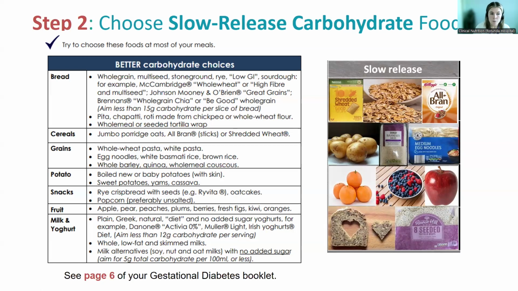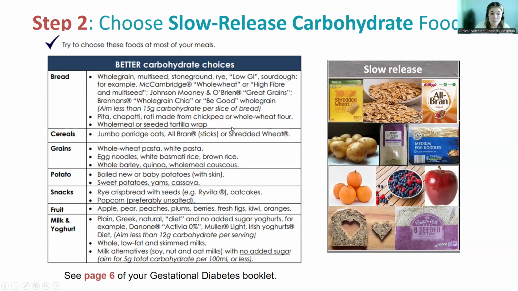So whenever we think of bread, I want to let you know that bread is a carbohydrate food. It will affect the blood glucose levels. But when you're choosing bread, we're going to encourage you to try and choose the better type. So if you're in the shop wondering what type of bread should I go for, then we would be encouraging you to go for whole grain bread or multi-seed bread or stone ground bread, rye, low GI or sourdough breads. And what you're aiming for in those breads is that they have less than 15 grams of carbohydrate per slice of bread. So you might need to check the back of the packet and make sure that it has less than 15 grams of carbohydrate per slice of bread.